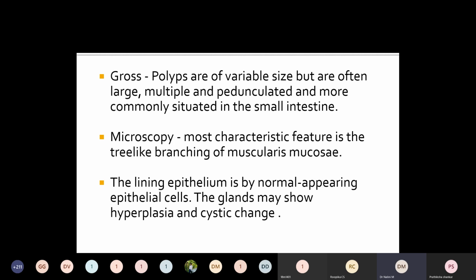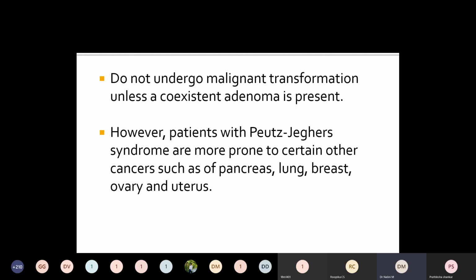And they have a very characteristic feature on microscopy. You can actually make out the tree branching appearance of the muscularis mucosa. Muscularis mucosa is what is in the mucosa just below the lamina propria. Okay, the lining epithelium is normal, but the glands show hyperplasia and cystic change here. I'll show you the picture. And again, these do not undergo any malignant transformation unless there is a coexistent adenoma.